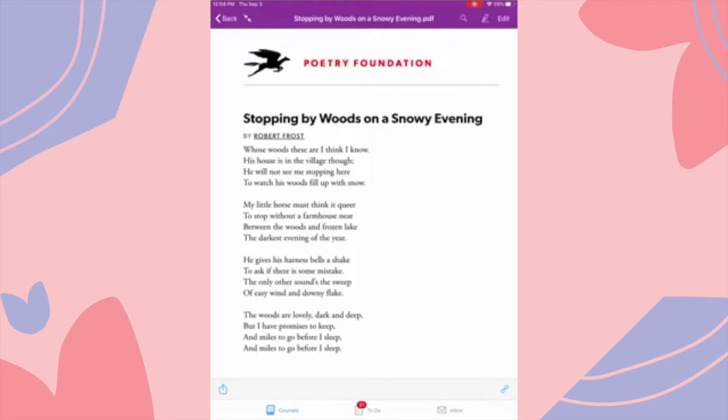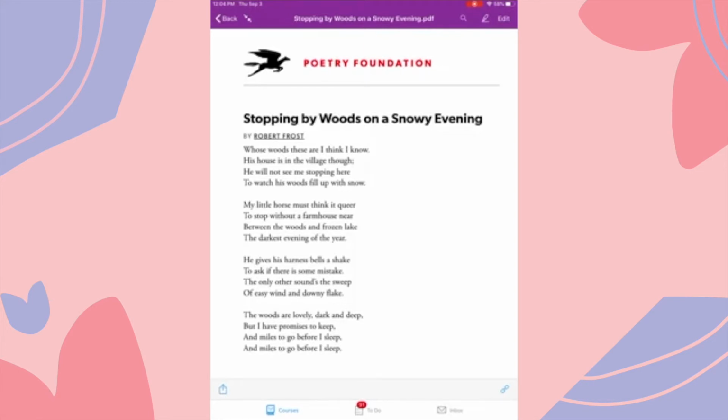Hello students! Today we are going to be annotating the poem Stopping by Woods on a Snowy Evening by author Robert Frost. Annotation is a fancy word for marking up. So yesterday we went over poetic elements. We did a review video. Today we're going to be dissecting this poem, looking for those poetic elements.